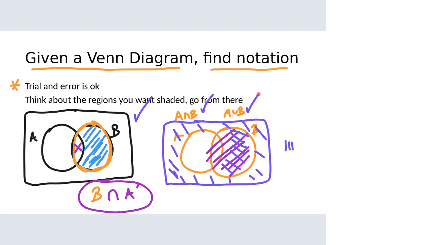So trial and error is a good way, and think about what it is you're trying to shade. Meaning if it's inside B and outside of A, then inside B and outside of A is likely to be your symbols. Those take some practice. They can be pretty hard sometimes. They won't be a major thing for us. But if you see one, I want you to at least have a strategy of how to approach it.